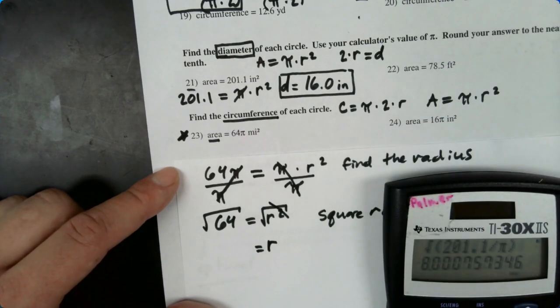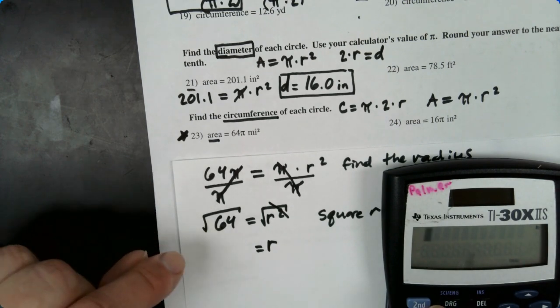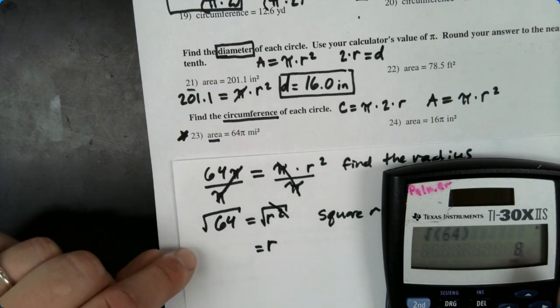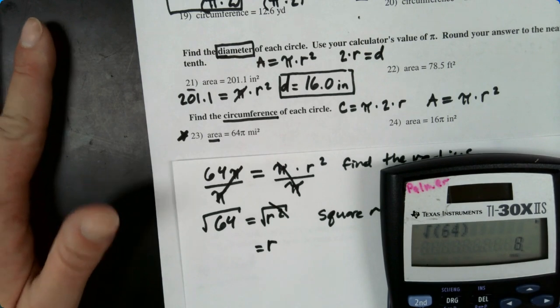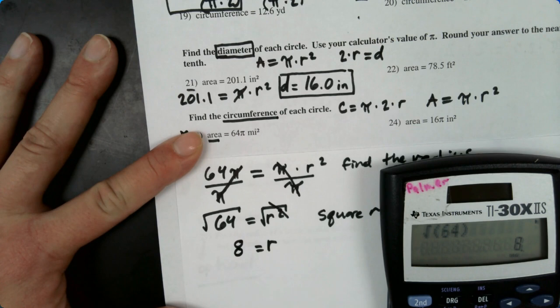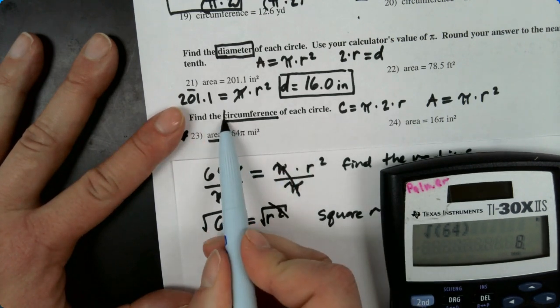This one's a very clean square root, so you might know this one already. Does anyone know it already? 8, good. Our calculator will tell us too, but that one you might already know. So the radius is 8. But we didn't need the radius, we needed the circumference.